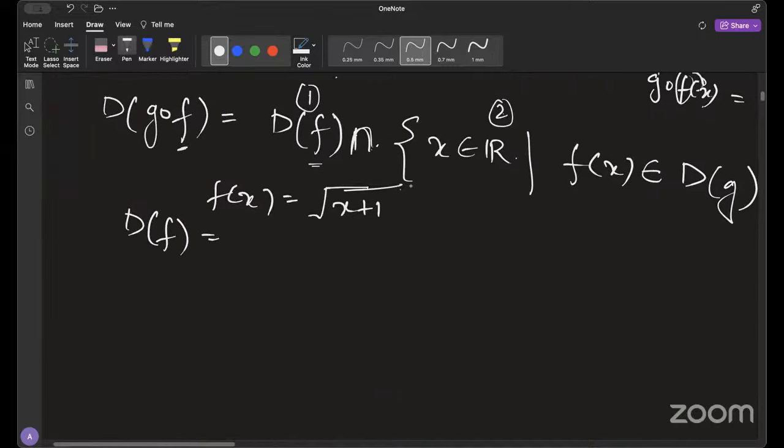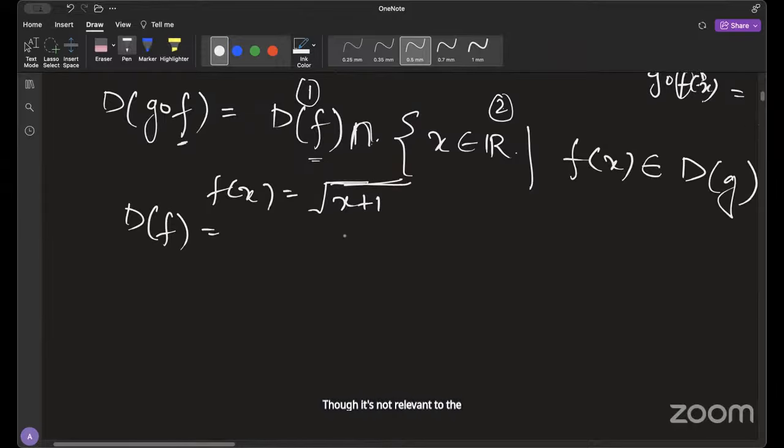So if you have square root of x plus 1, the only thing that you can get is, though it's not relevant to the question, the range is only going to be positive numbers. It can't be a negative number. Okay, now coming to the domain of this function.